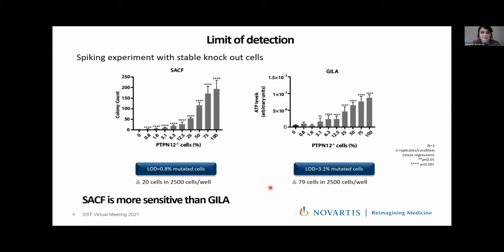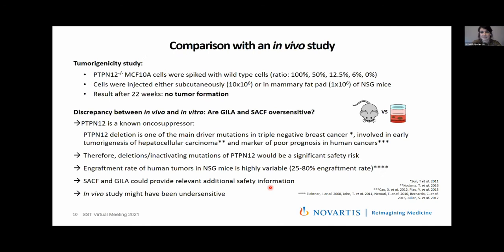So here we could see that the soft agar is more sensitive than the GILA. And then we wanted to know, how does this correspond to a comparable in vivo experiment? So we did the same here. We spiked again the PTPN12 knockout cells with wild-type cells in different ratios and injected them either subcutaneously or in the mammary fat pad of NSG mice. And we observed them for 5.5 months, and we didn't find any tumor formation. And then we were wondering, what does this mean now? Are the GILA and the soft agar oversensitive?